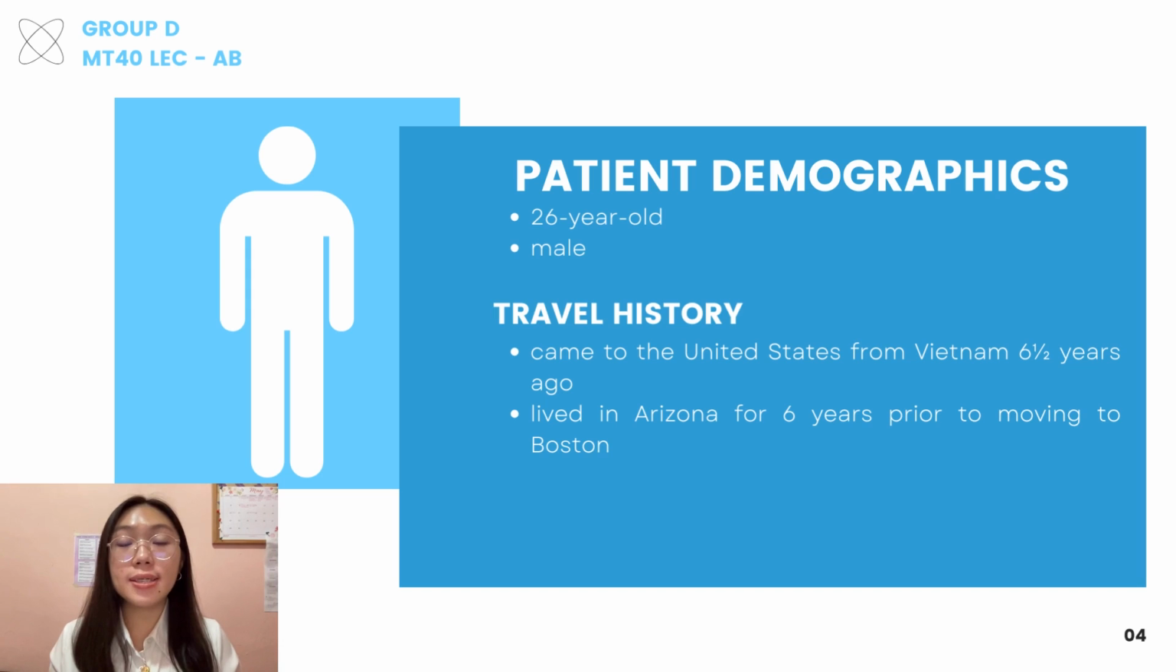To summarize, for the patient demographics, the patient is a 26-year-old male and had a travel history. He came to the United States from Vietnam 6.5 years ago. He lived in Arizona for 6 years prior to moving to Boston. And for the following slides and presenters, this case will be further discussed and analyzed.